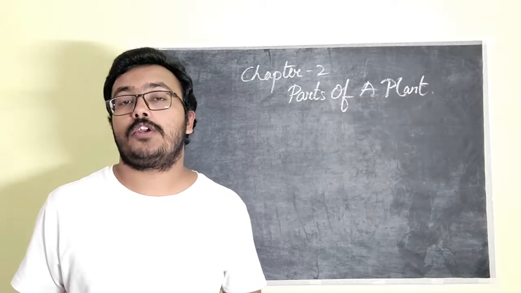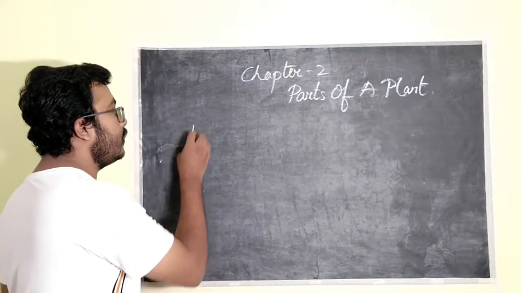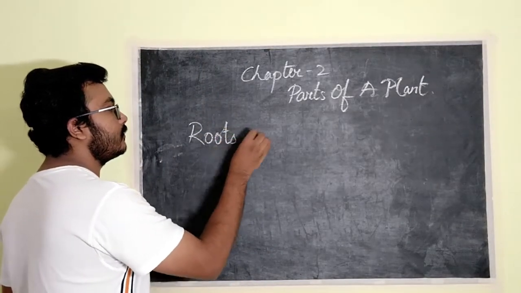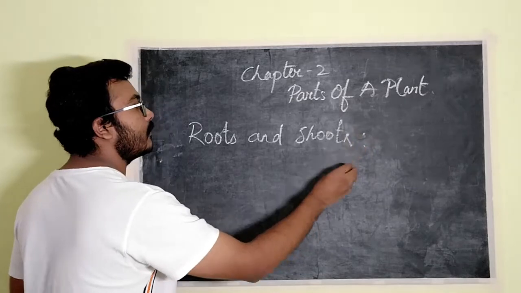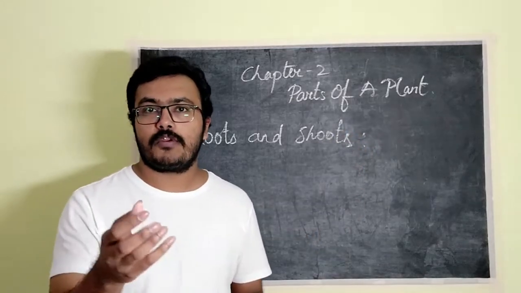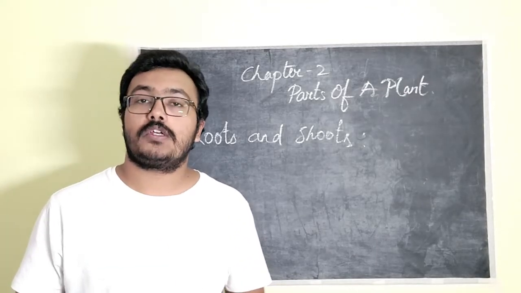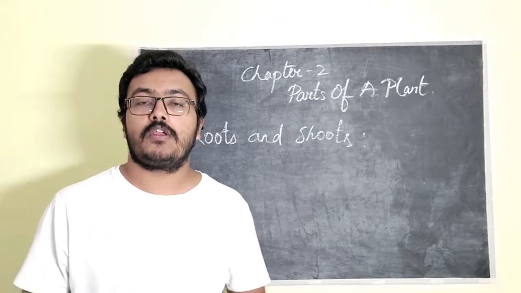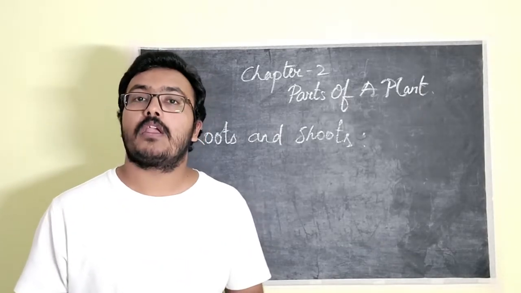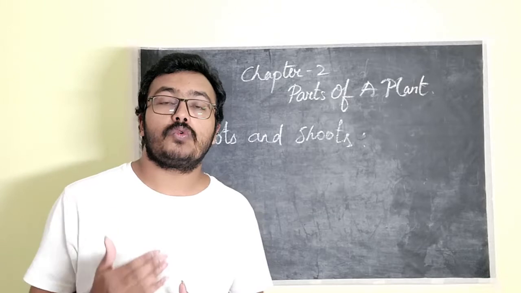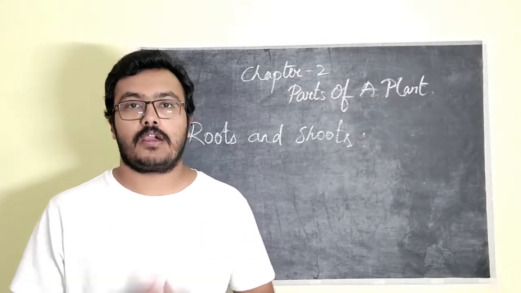So the first concept which I'm going to look at in this chapter is roots and shoots. Now we all are familiar that a plant grows from a seed. A seed grows into two different parts: the first part towards the upper side of the seed and the second part towards the lower side. The upper side grows above the ground and the lower side grows within the ground, or inside the ground.